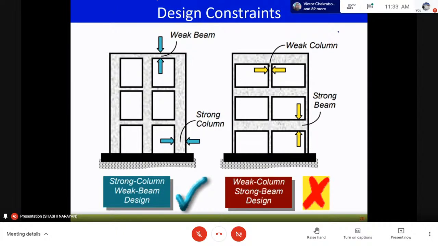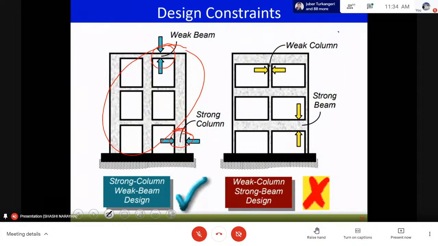If this beam fails, then there will be a localized failure only here. But if this column fails, there will be a failure of the whole structure. So for that also we want to go with the weak beam strong column. Moreover, we want the column such that this joint fails rather than this joint.